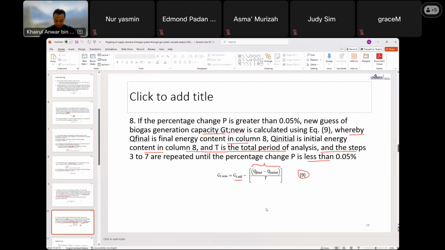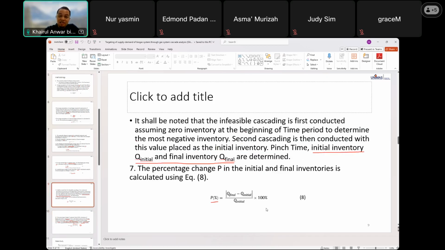Next is the calculation of P here for the second iteration. Once you identify until 18,000 in table 5, then you need to redo it again. How to redo this?